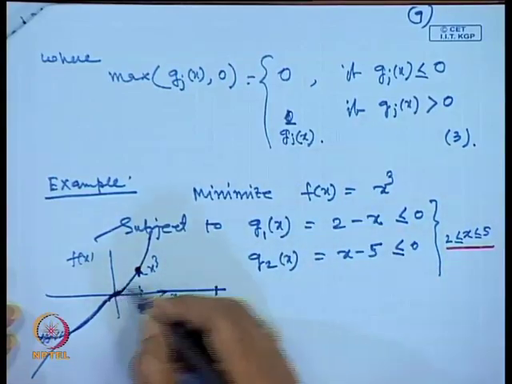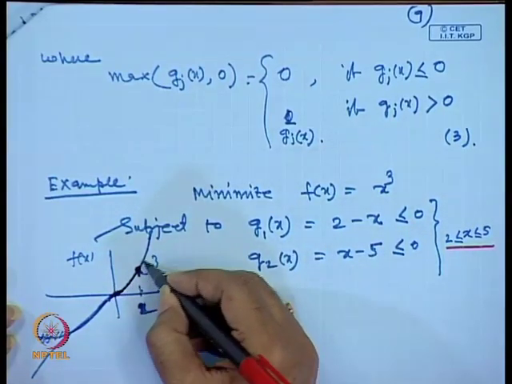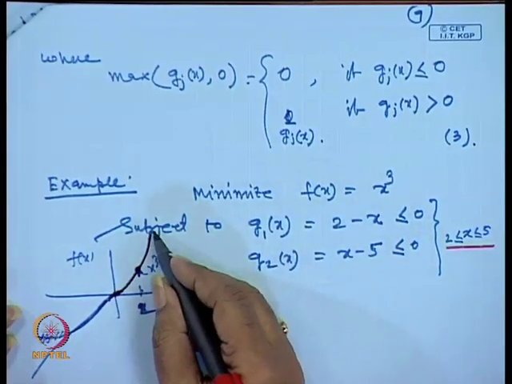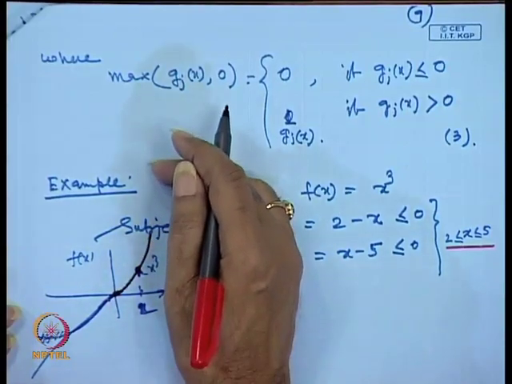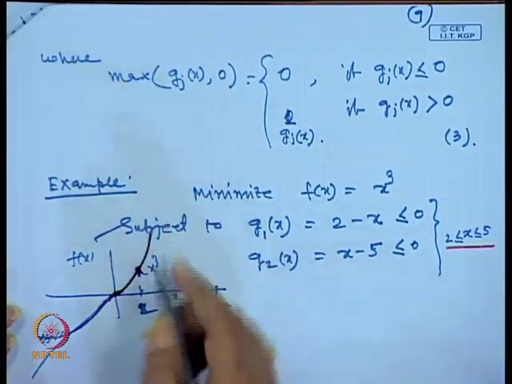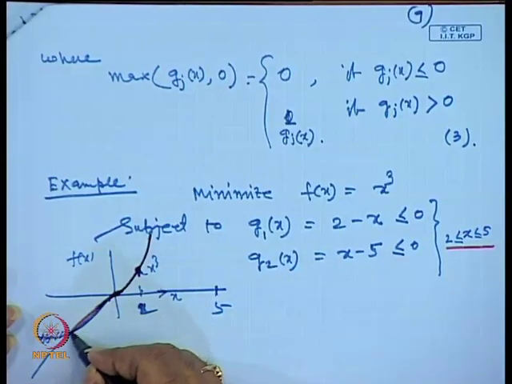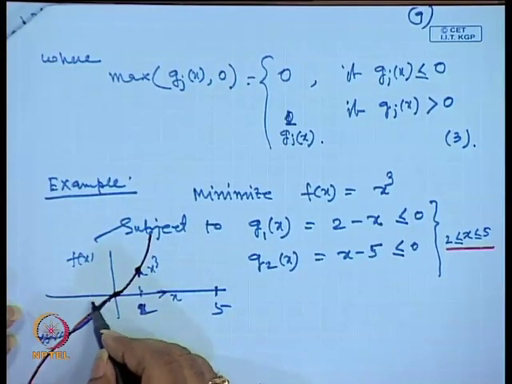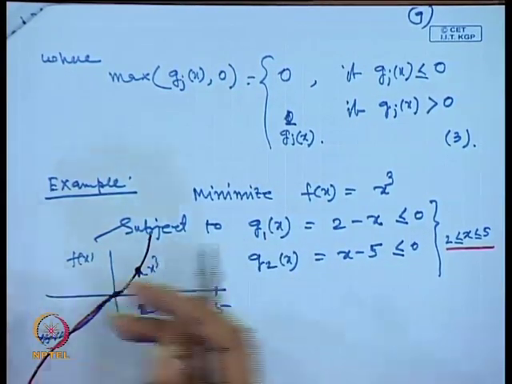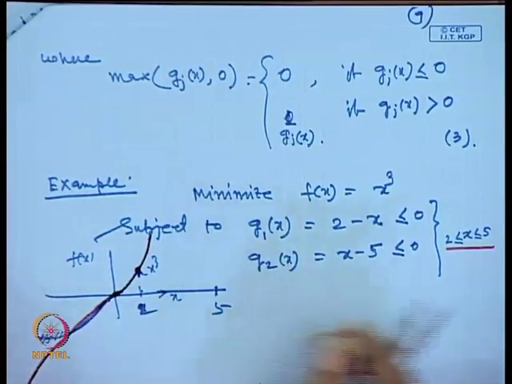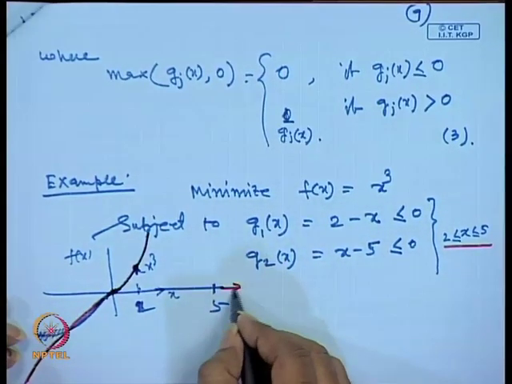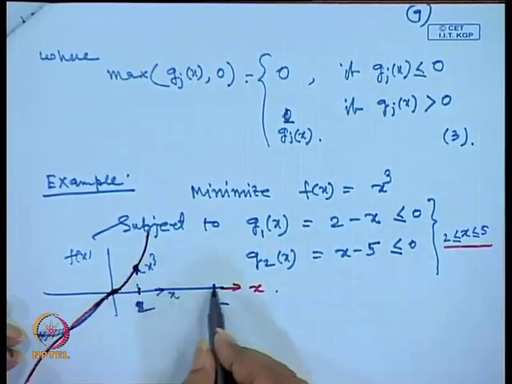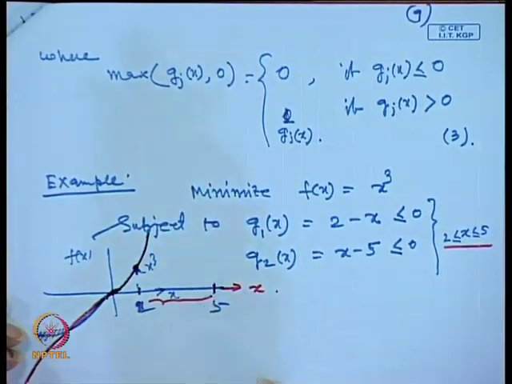If you plot this, it is a cubic function like this. At x equal to 0 the function value is 0, and as x increases in the positive direction, the function increases steeply with the power of x cubed. Similarly, here also the function increases like this. When x is negative, the function value is negative, because it is an odd function. This is our x direction. So our feasible region lies between 2 and 5.